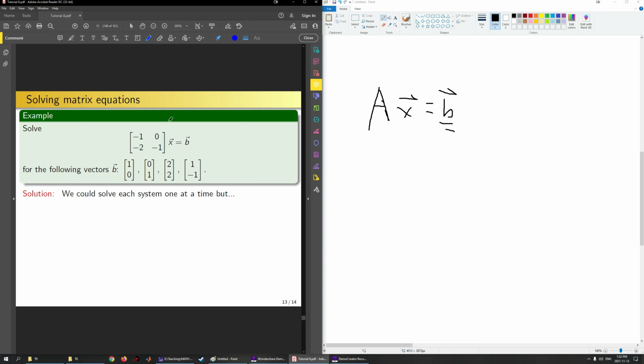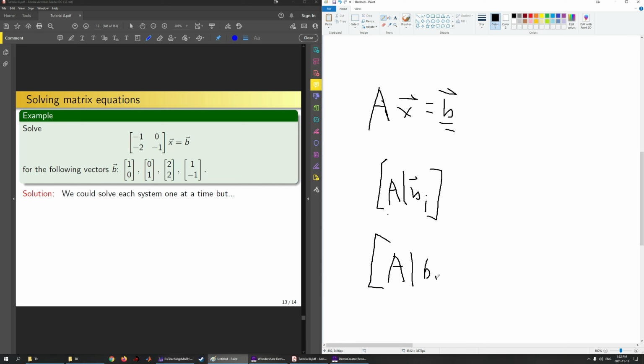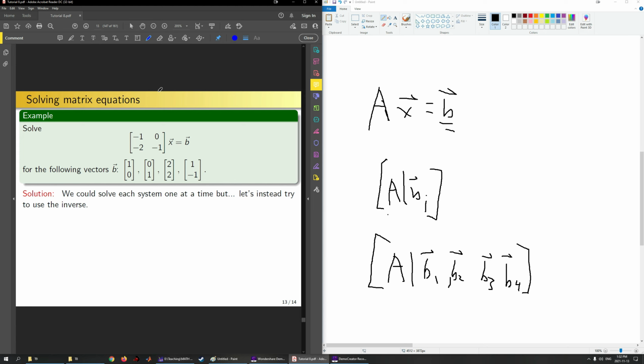We could do this one system at a time, right? I could do A and augment it with each one of these vectors B sub i, for i from 1 all the way up to 4. That's a bit annoying in terms of the computations I'd have to do. I could also do this by quadruple augmenting with, say, B1, B2, B3, and B4, and then I could solve this if I wanted. But then if someone later comes around and says, hey, can you do B5? You have to re-solve the system, right? That's a bit annoying. So what I could do instead is try to find the inverse of A if it exists, and then I could try to solve this by undoing A.